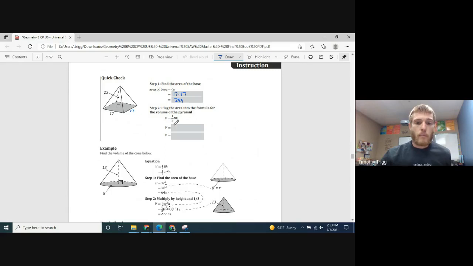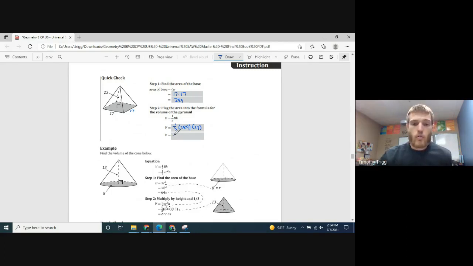Now to find the volume, we're going to use this formula. It's 1/3 the area of the base, which is 289, times the height. Now the height of this is 23. So the way I would multiply these together is 289 times 23, and then divide by 3. So times 1/3 is the same as saying divide by 3.